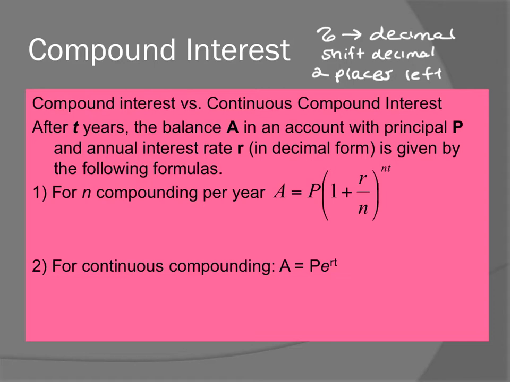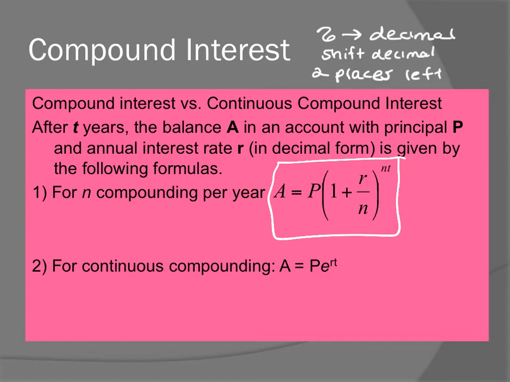All right, so for compounding n number of times a year, this means I give you something and I say it's compounding monthly or weekly or daily or annually or semi-annually. Those are a certain amount of times a year. We use this formula: A equals P times (1 plus R over N) to the NT.